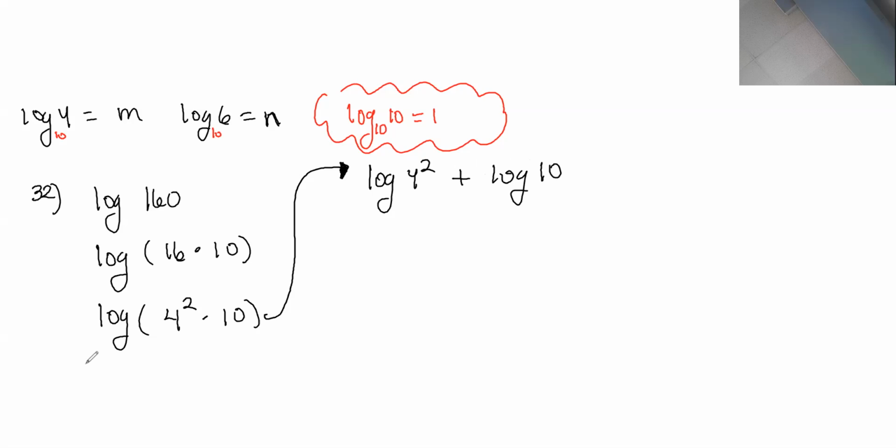Okay, and I want to do that because these are 3 separate logs up at the top. That's separate log, separate log, separate log. There's 3 separate logs, so I need to break them up. Now, nowhere do I have a log of 4 squared. I have a log of 4, but not a 4 squared, so that 2 has to come down.